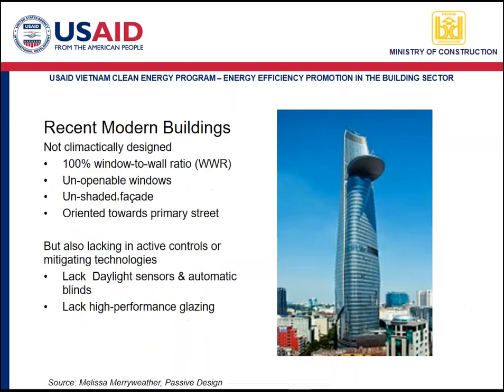Conversely, recent modern buildings are not well designed for the climate. They use almost 100% glass, non-openable windows, unshaded facade oriented to the primary street, not for sun angles, and they lack active controls to provide comfort and mitigate the energy use. No daylight sensors, no automatic blinds. They don't have high performance glass. This building uses much too much energy.